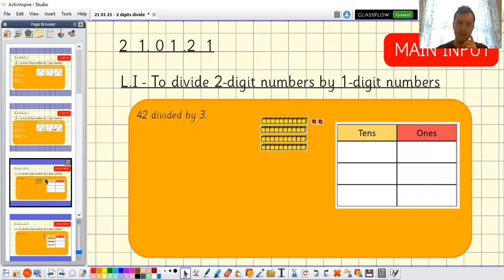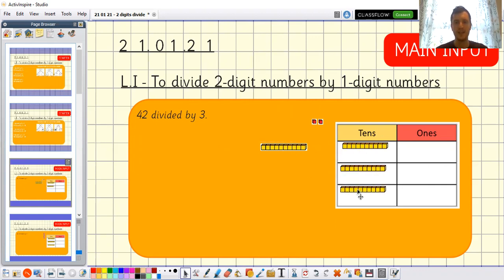Now let's go back a step. Let's go back to what we were looking at yesterday and use the same example, the same methods, so we can recap on it. So we have 42 divided by 3. I've got my 4 10s and 2 1s, and I'm splitting into 3 groups because we're dividing by 3. So let's have a go at doing that together. So I'm just putting this 10 in here, 10 in here, 10 in here.